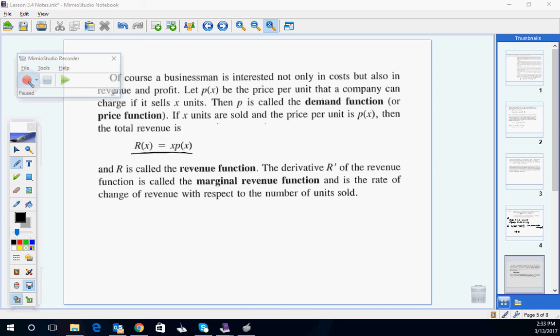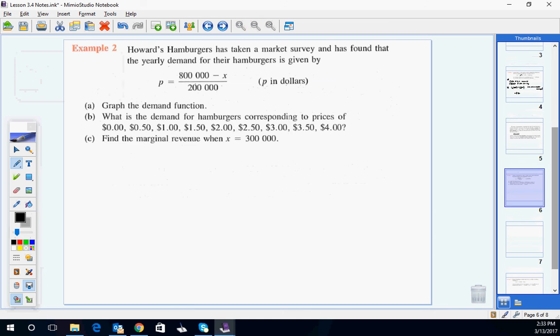All right, so let's get to example 2. Howard's Hamburger has taken a market survey and has found that the yearly demand for their hamburgers is given by that. So that's the demand function, 800,000 minus X all over 200,000. So graph the demand function. We want to graph the demand function roughly.